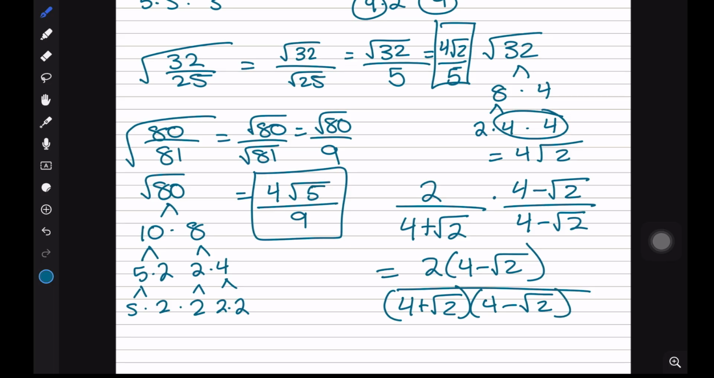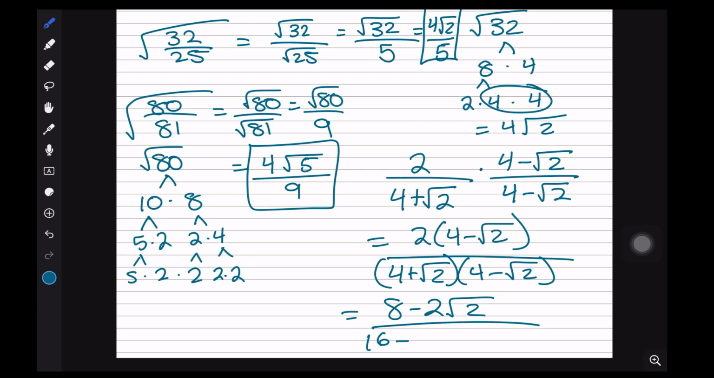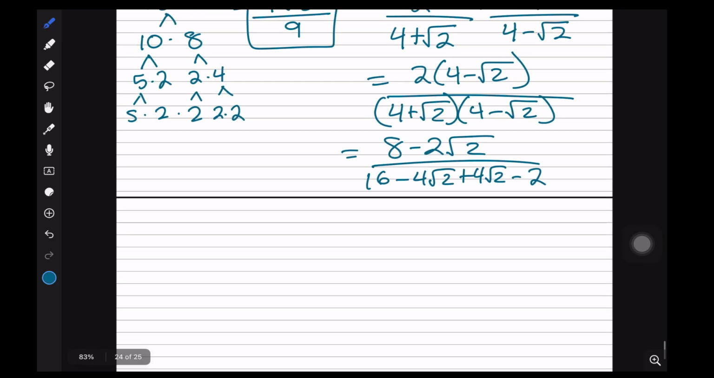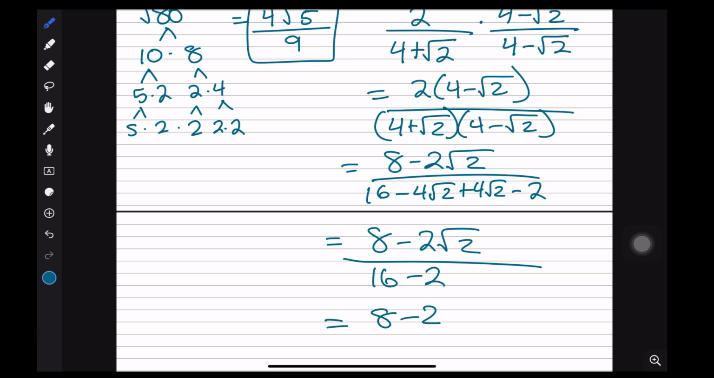We're going to multiply the top and the bottom. 8 minus 2 square root of 2. The bottom you're going to do using FOIL or the box method. So you're going to end up with 16 minus 4 square root of 2 plus 4 square root of 2 minus 2. Simplifying, we get 8 minus 2 square root of 2 divided by 14. Because those square roots, they cancel each other out and you're left with 16 minus 2.